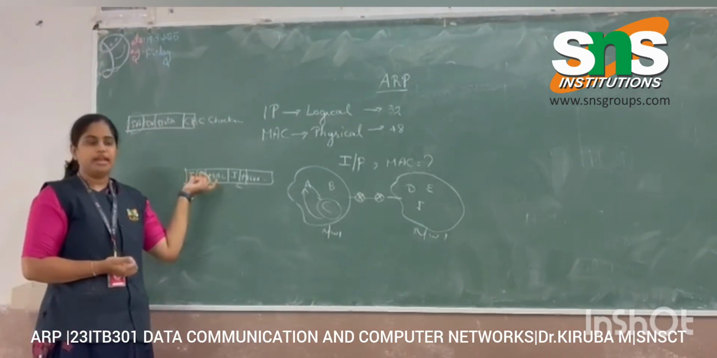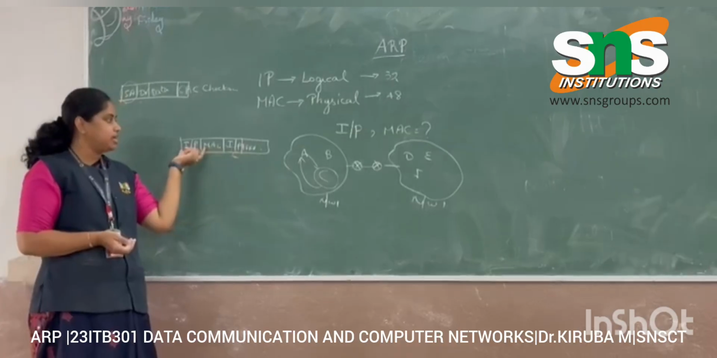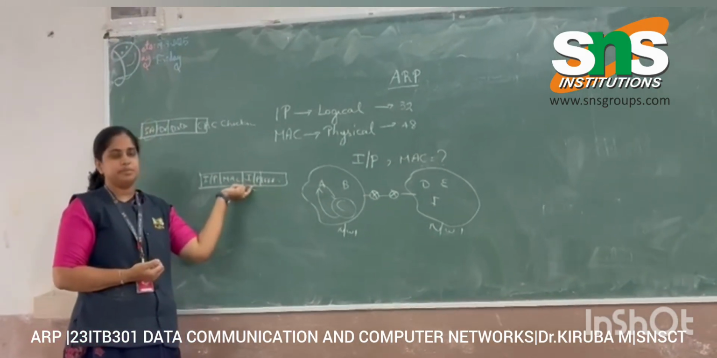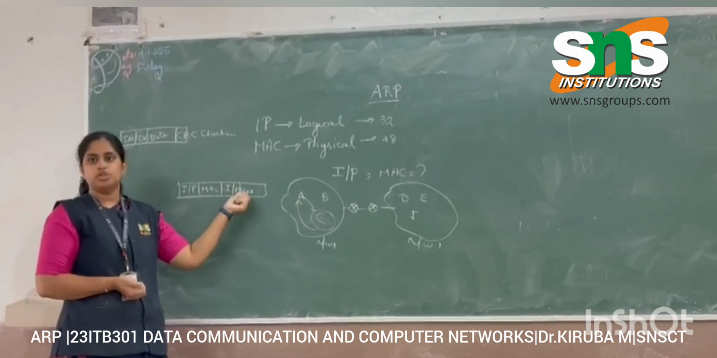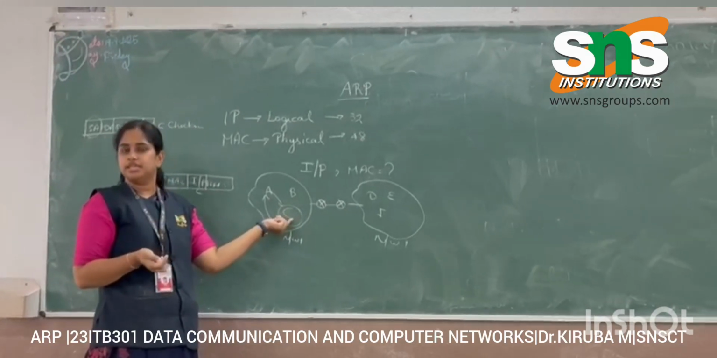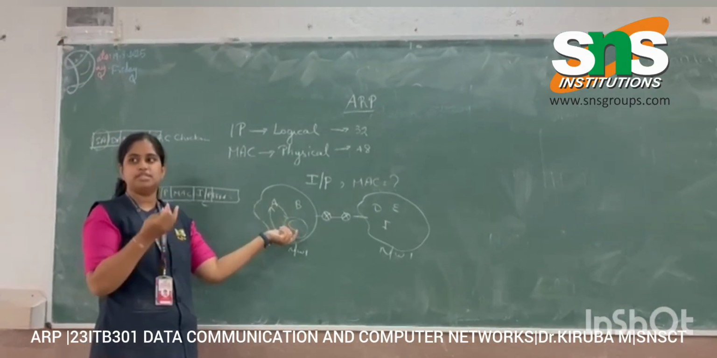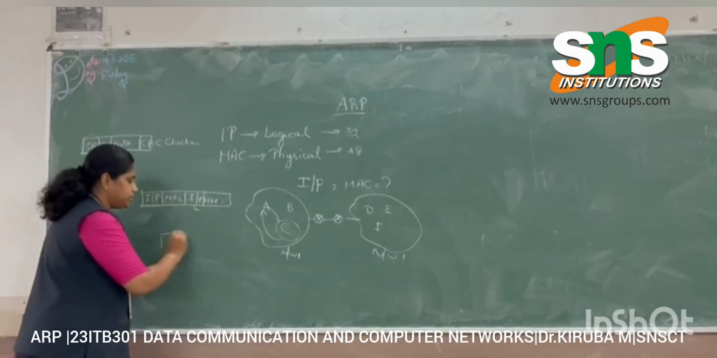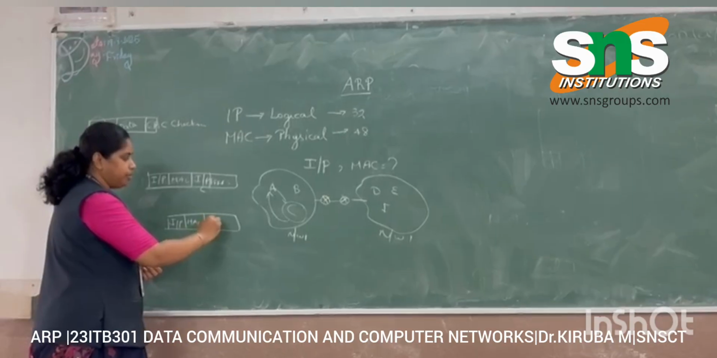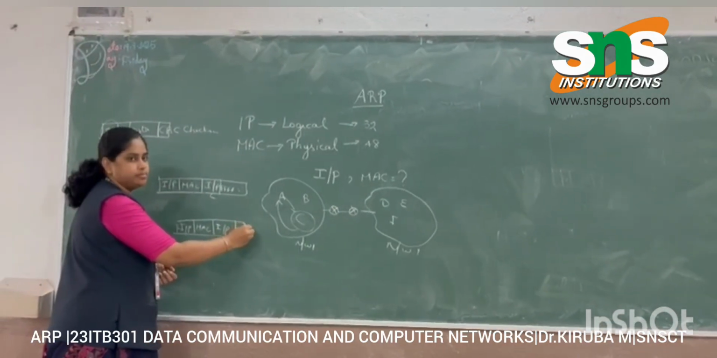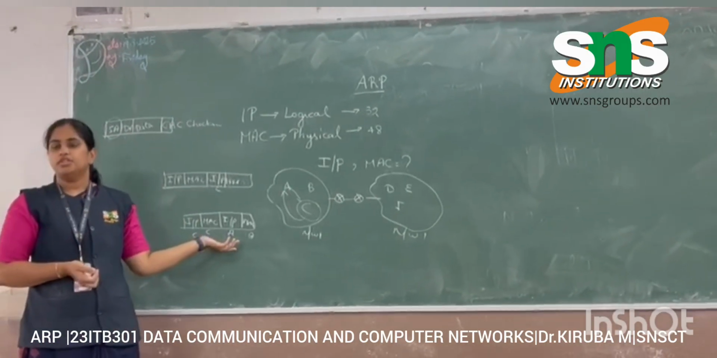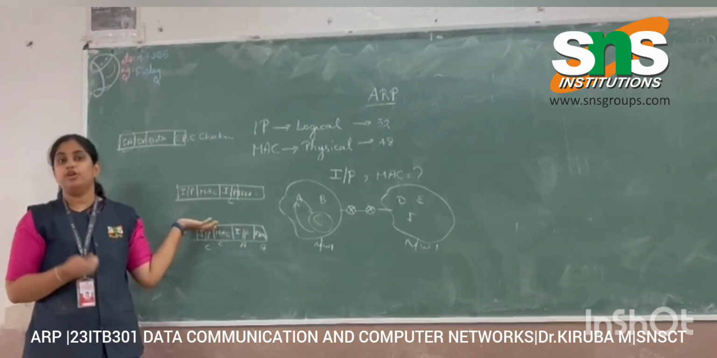Is it clear? When A wants to communicate with C, it will send its IP address and MAC address, and the IP address of C. The MAC address of C it doesn't know, so it will just broadcast. C will know that A is trying to communicate with it, and C will reply. When C wants to communicate back, C will send its IP address and MAC address, and the IP address and MAC address of A. Is it clear? So this is how the address resolution protocol works when you don't know the physical address.